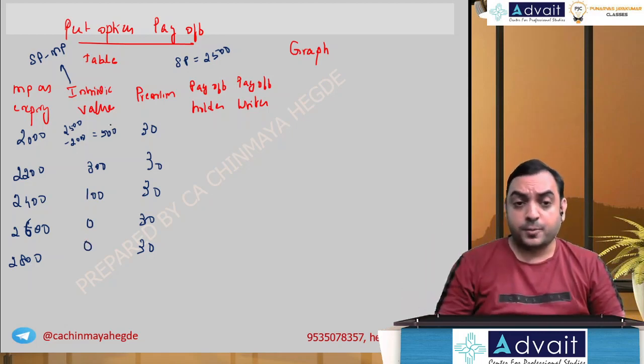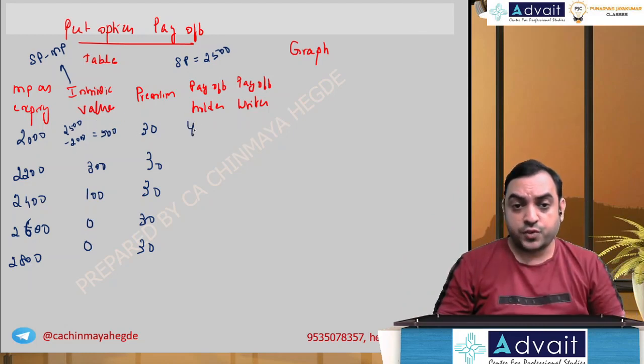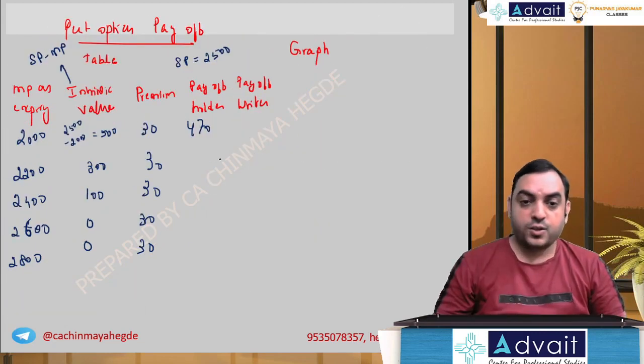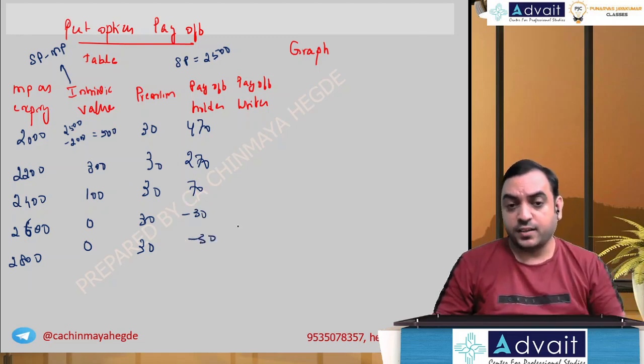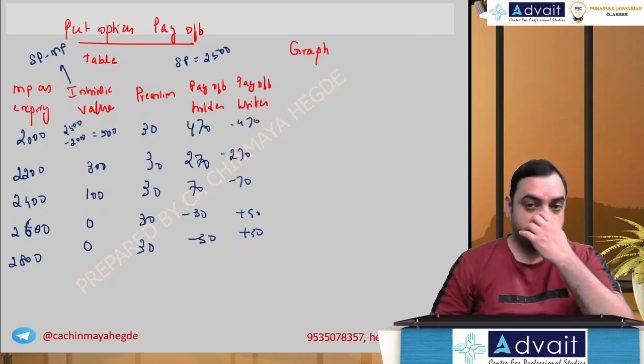So payoff of holder: intrinsic value minus premium. 500 minus 30, 470. 300 minus 30, 270. 100 minus 30, 70. 0 minus 30, minus 30. Minus 30. Opposite for writer. So plus 30, plus 30, minus 70, minus 270, minus 470.